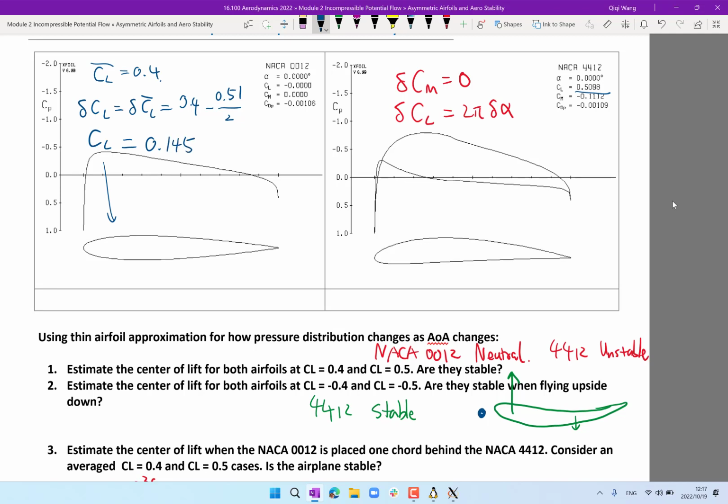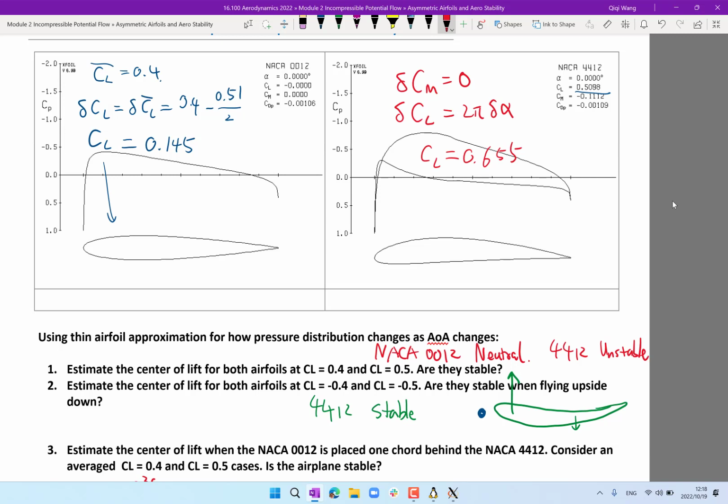0.145. Thank you. And what is the CL for this airfoil? It should be 0.145 plus 0.51, right? Which is what? 0.655, right? Good. Okay, so now we have the respective CLs of these two airfoils. What are their respective center of lift?